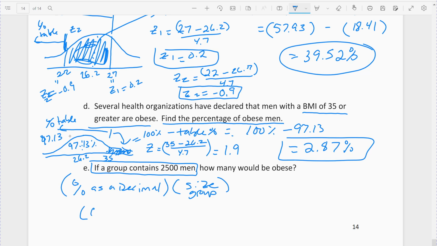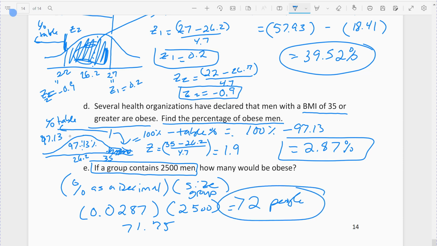2.87 divided by 100 is going to come out 0.0287, exactly, times the 2,500, and so we get, and again, round to the whole person, this comes out 71.75. We don't want three-quarters of a person, so round up to 72 men. More specifically is how many. Again, approximately, because we did round a bit. And it is based on estimates because it's based on table values anyway. So about 72 men out of 2,500 we would expect to be obese.